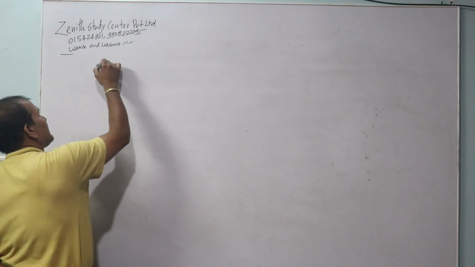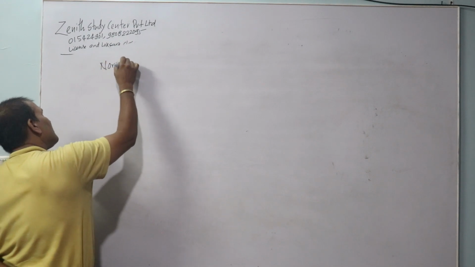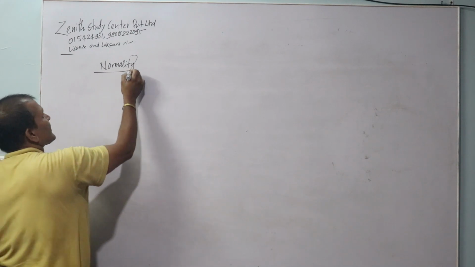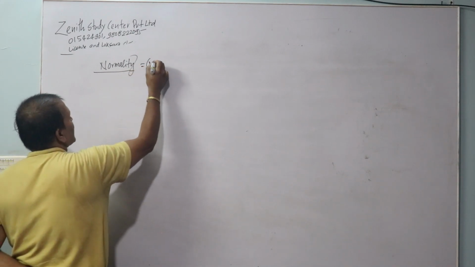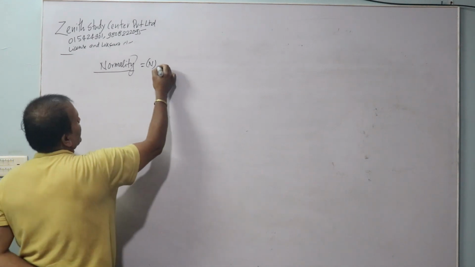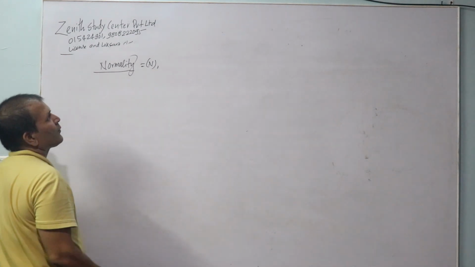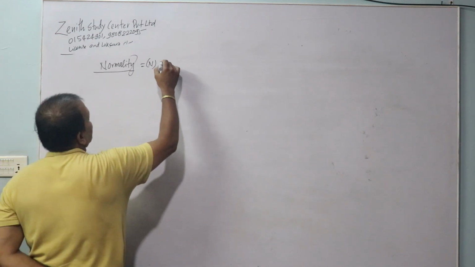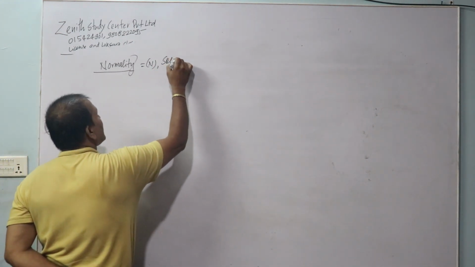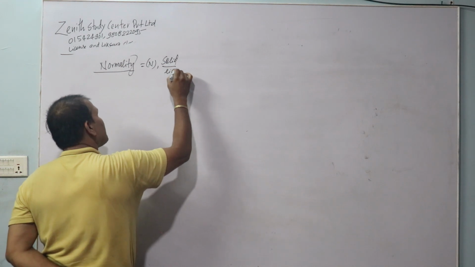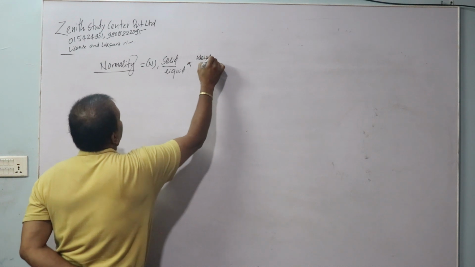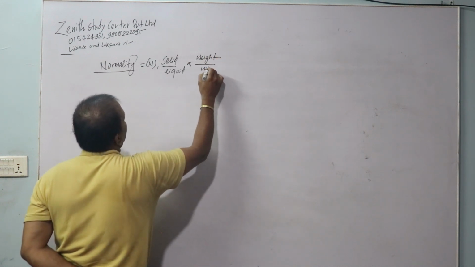So now, normality. What is normality? Firstly, you have to know the symbol, capital N. Second, you have to know what kind of solution this is. This is a weight by volume solution, or a solid by liquid preparation.